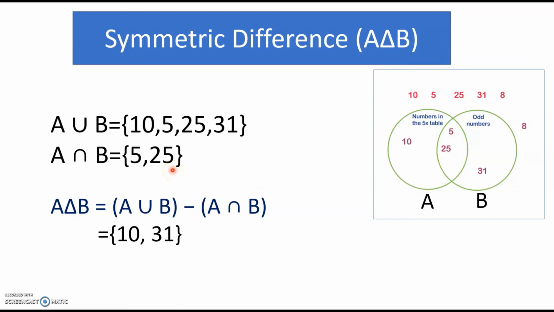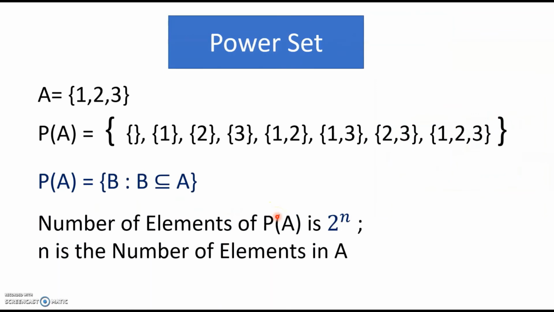So if we find the difference between the union and the intersection, so if I say A union B minus A intersection B, then what do we get? We eliminate these two elements from here. So you'll be left with 10 and 31. So we take away what is common and we just put the ones which are not common. And that is called a symmetric difference between the two sets.